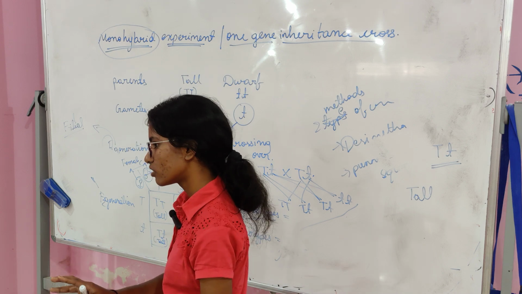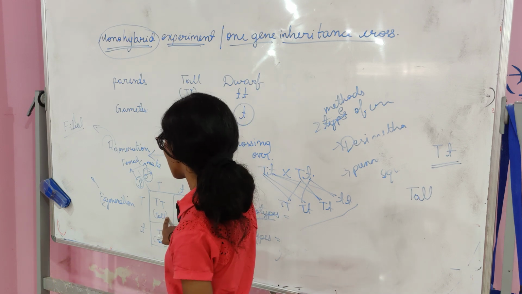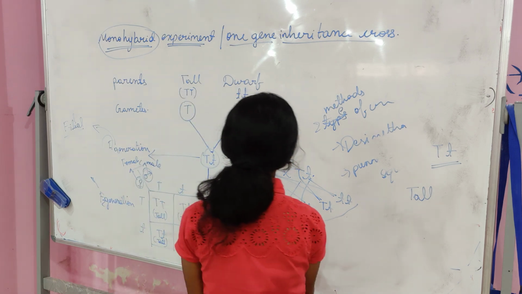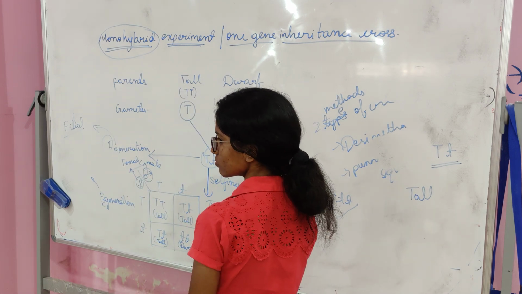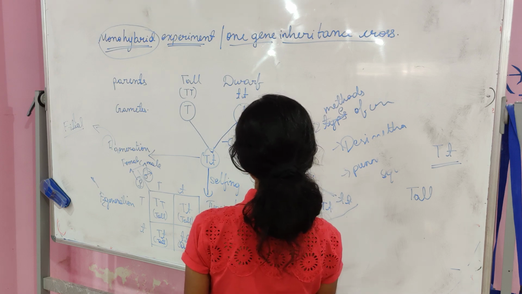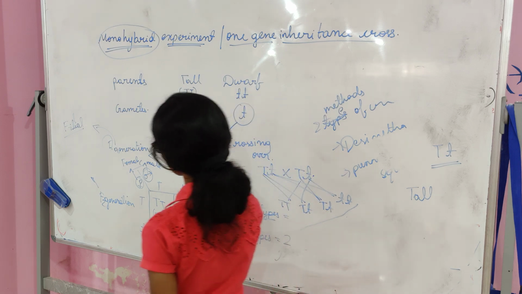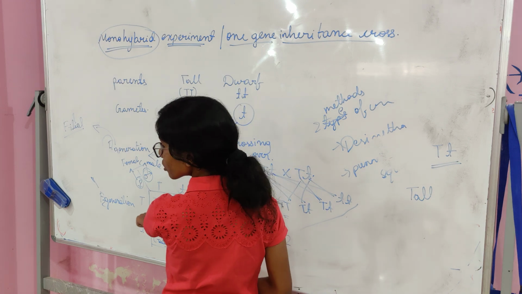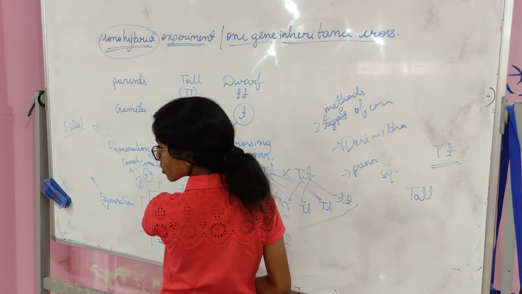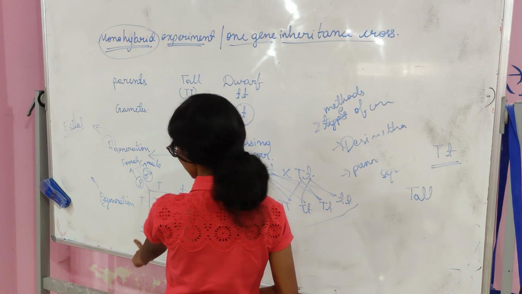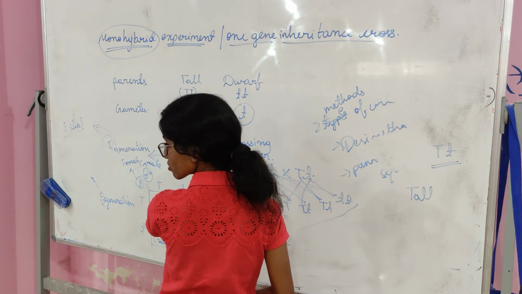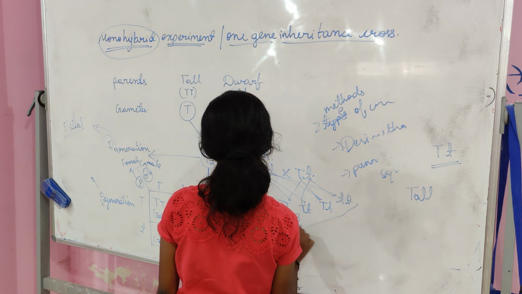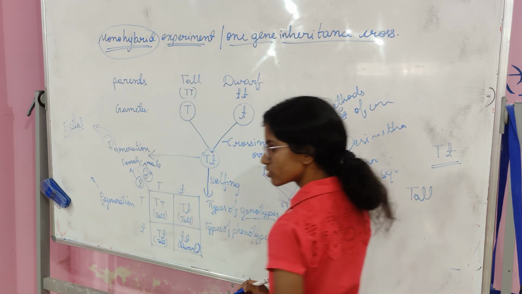Type 1 is tall, and the other type which I found is dwarf. So phenotypes are 2. And genotypes are 1, 2, and 3. One is fully dominant, that is homozygous, this is heterozygous dominant, and this is homozygous recessive. So we have 3 genotypes over here.